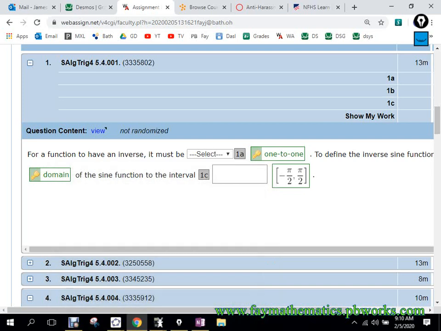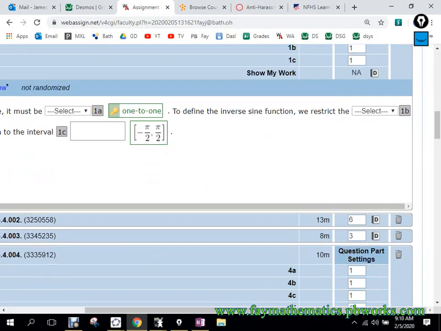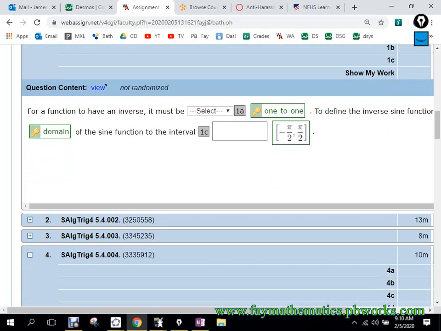All right. So for a function to have an inverse, it must be 1-to-1. So it's got to pass the horizontal line test. It says to define the inverse sine function. This is what the last class was doing. It said to define the inverse sine function, we restrict the domain of the sine function to the interval of negative pi over 2, comma pi over 2.